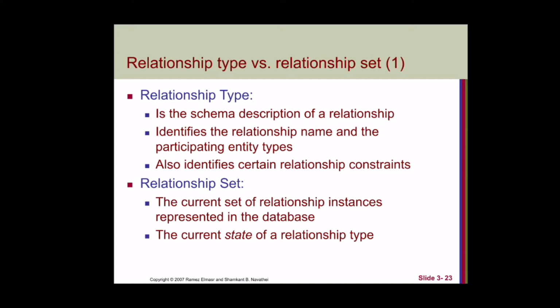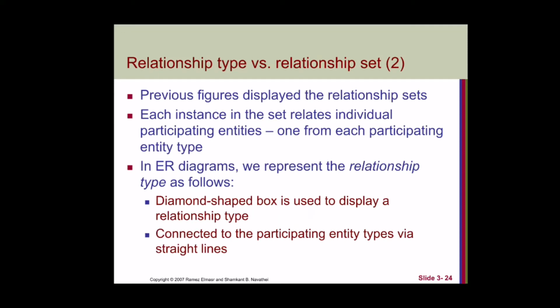Then we have the relationship set. The current set of relationship instances represented in the database is an example of a relationship set. Then we have the current state of the relationship type. In the previous figure, we have seen the relationship set, right? And each instance in the set relates individual participating entities, one from each participating entity type.